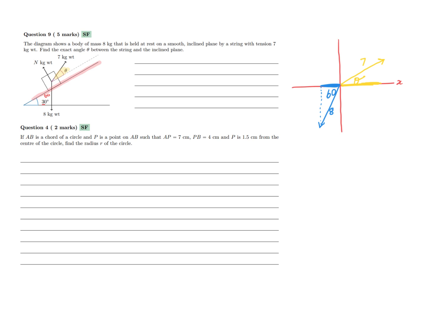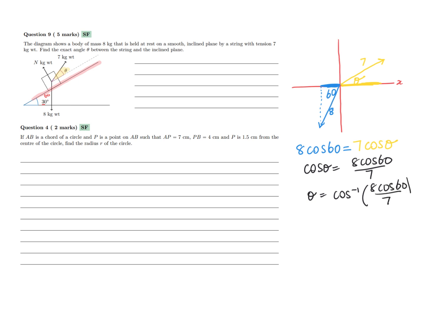So how do I work out this blue bit here? Well, it's going to be 8 cos of 60, and that must equal this yellow bit over here, which is 7 cos of theta. So how am I going to work this out? Well, cos of theta is going to equal 8 cos 60 over 7, and theta will equal inverse cos of 8 cos 60 over 7. And that's just a calculator problem there. And we get theta is equal to, what is it, 55.15 degrees. Done.